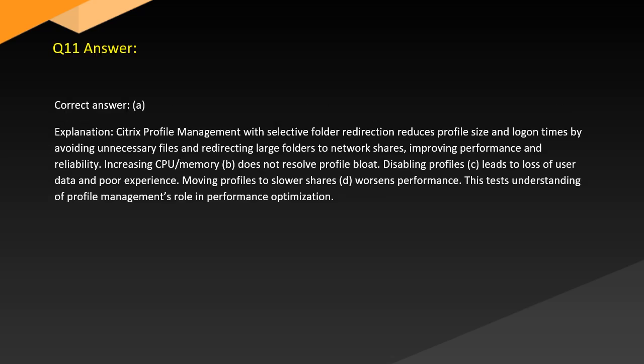Answer. Correct answer, A. Explanation. Citrix profile management with selective folder redirection reduces profile size and logon times by avoiding unnecessary files and redirecting large folders to network shares, improving performance and reliability. Increasing CPU and memory, B, does not resolve profile bloat. Disabling profiles, C, leads to loss of user data and poor experience. Moving profiles to slow shares, D, worsens performance. This tests understanding of profile management's role in performance optimization.